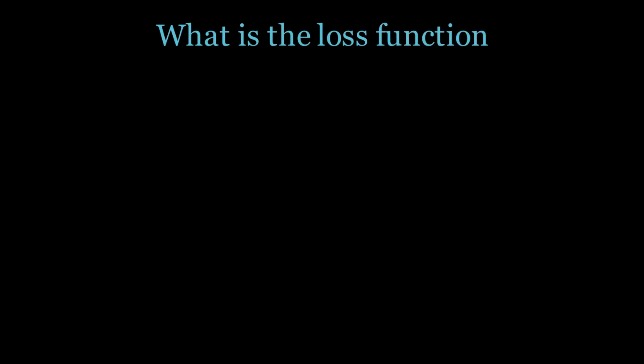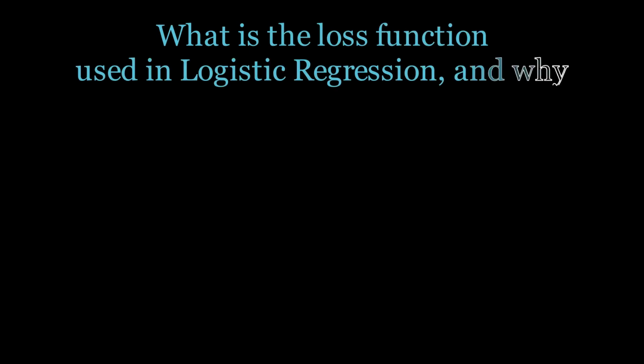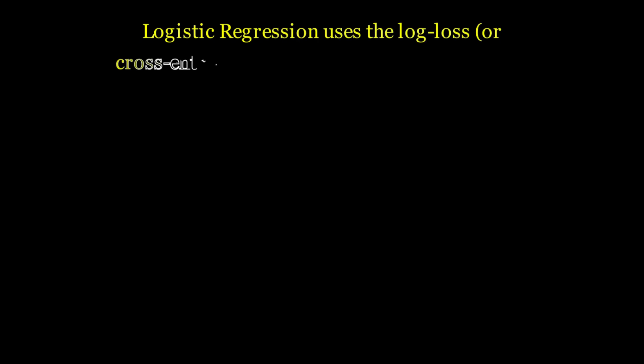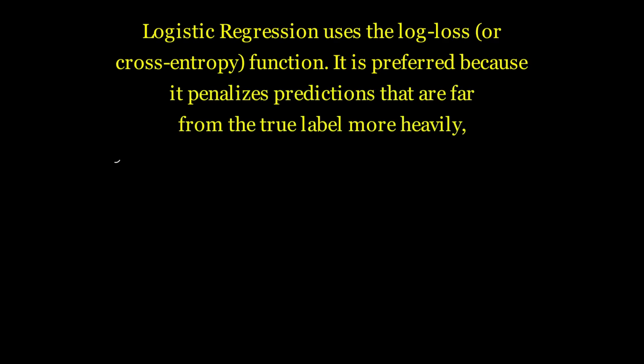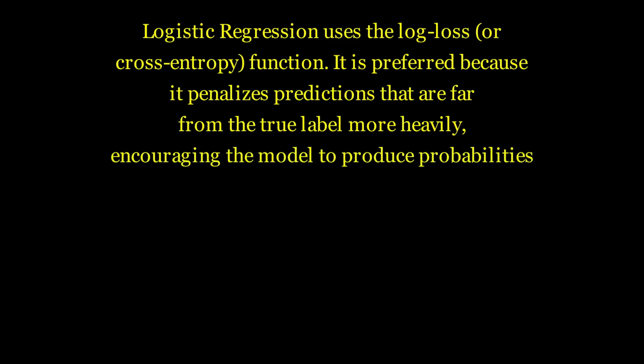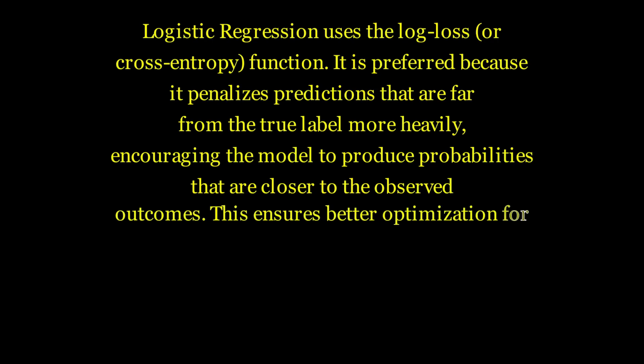What is the loss function used in logistic regression and why is it preferred? Logistic regression uses the log loss or cross entropy function. It is preferred because it penalizes predictions that are far from the true label more heavily, encouraging the model to produce probabilities that are closer to the observed outcomes. This ensures better optimization for classification tasks.